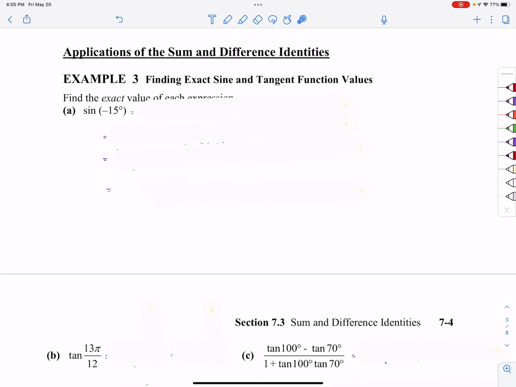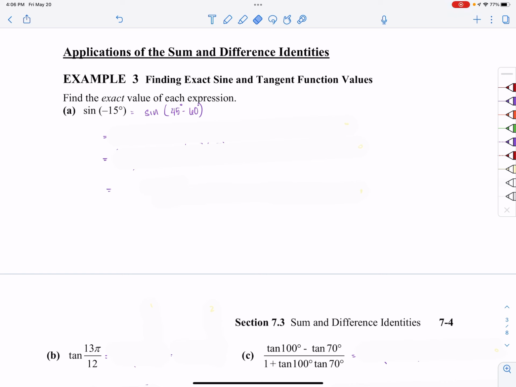Anytime you have a negative angle, just find 2 things on the unit circle that will subtract. Ignore the negative for just a second, and then you can put the smaller one first. So for instance, 45 minus 30 will give you 15. If you put the small one first, if you put the 30 first, that's going to give you a negative 15.